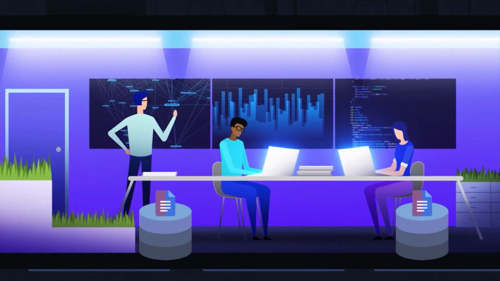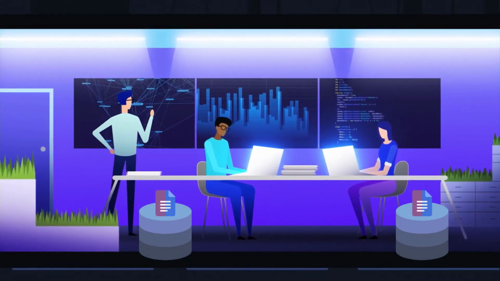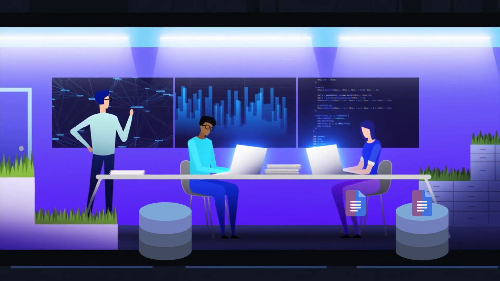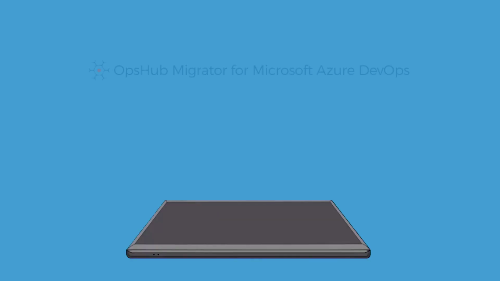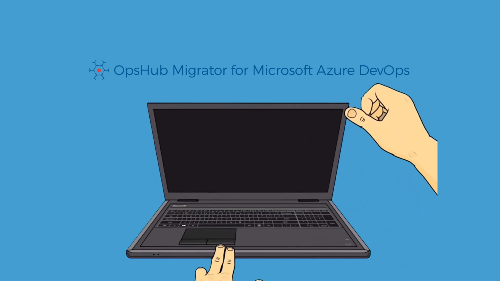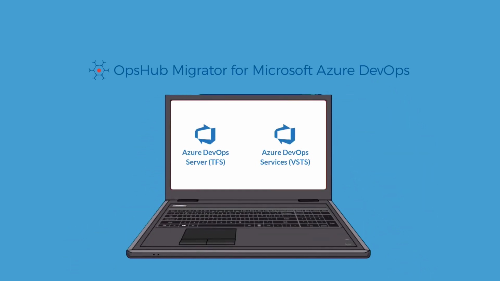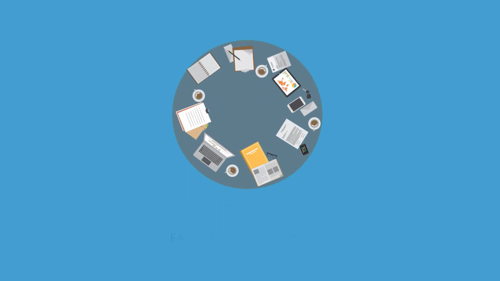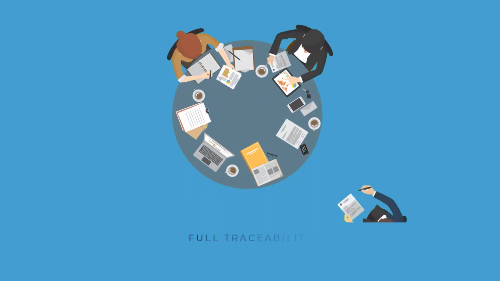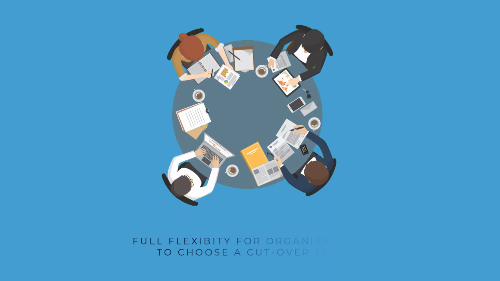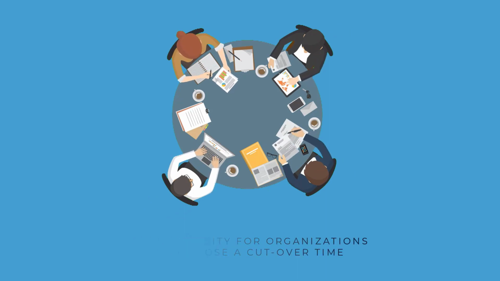With a zero downtime, high-fidelity approach to Azure DevOps migration, you can seamlessly migrate data without leaving any data behind or compromising on productivity. OpsHub Migrator for Microsoft Azure DevOps ensures complete, cost-effective, and secure data migration between all combinations of Azure DevOps Server and Services. With no downtime, complete context, failure management and recovery, full traceability, provision to rerun Delta Sync changes, and full flexibility for organizations to choose a cutover time.